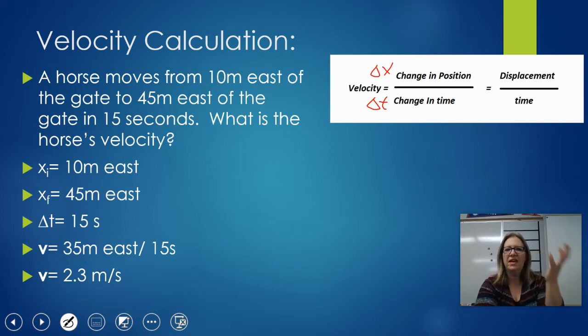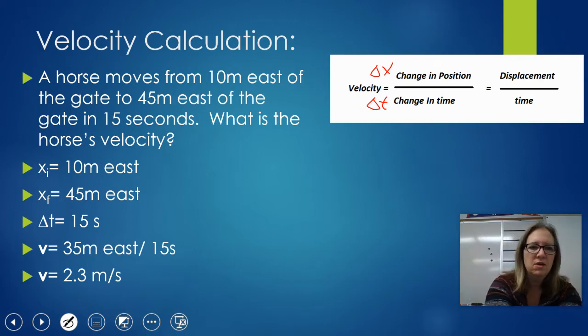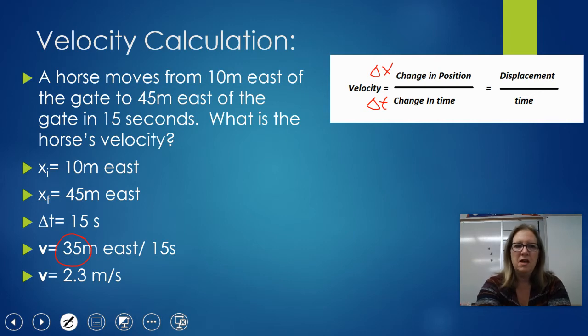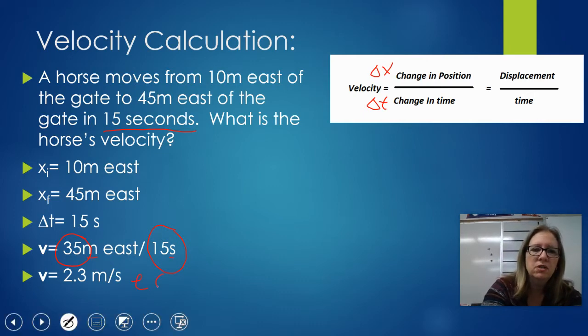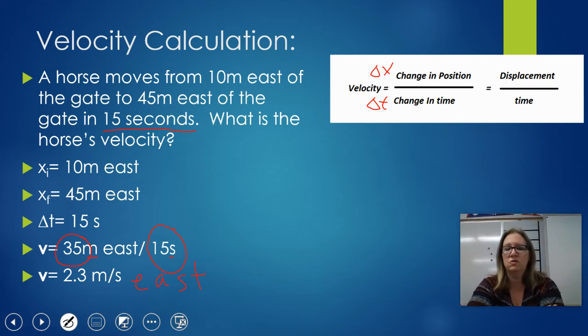So we take the final position and subtract the initial position from it, so 45 meters east minus 10 meters, that's a difference of 35 meters, okay? And then the time was 15 seconds. So 35 divided by 15 gives us 2.3. We've got our meters per second, but since we're talking about velocity now, I need to make sure to include the direction. So the proper answer is 2.3 meters per second east, okay?